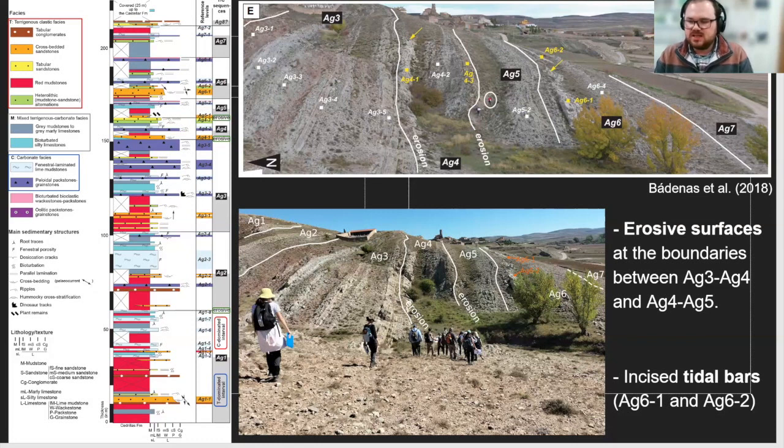The change from T to C intervals is progressive. That is, the carbonate content of each sequence increases from the bottom to the top. However, the boundary between each of the sequences is always a sharp change from C to T intervals, with some local erosional surfaces at the base of some of the sequences, as we saw in that previous picture.